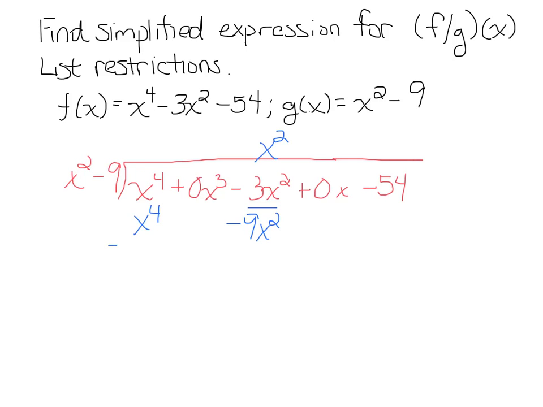X squared times negative 9 is negative 9x squared. In division, we subtract this line. So we're going to subtract here, and if we're subtracting a negative, it's the same thing as adding. So what we have is 6x squared. And I'm going to go ahead and drop down both of these here.